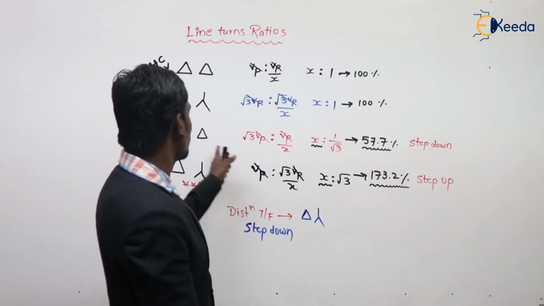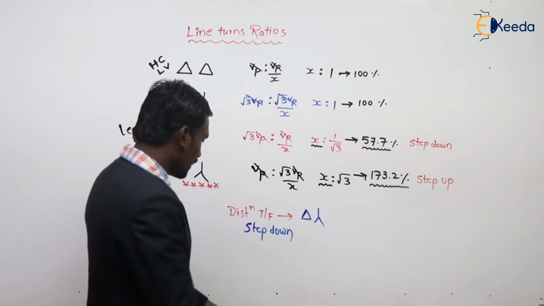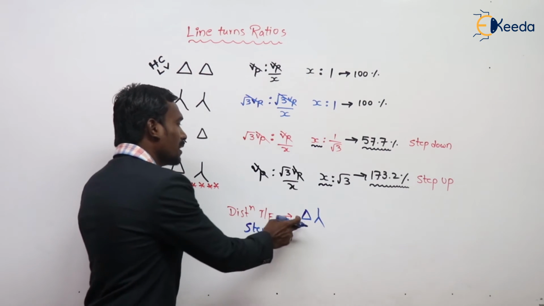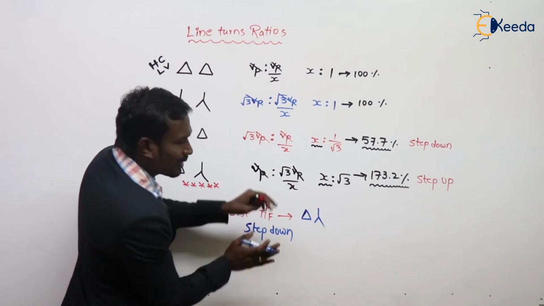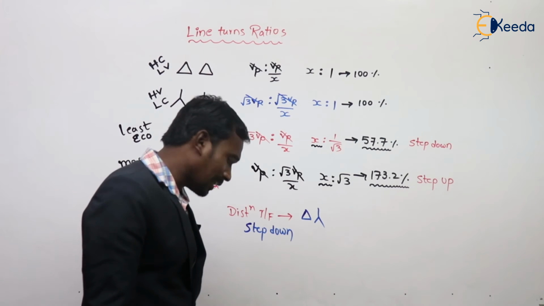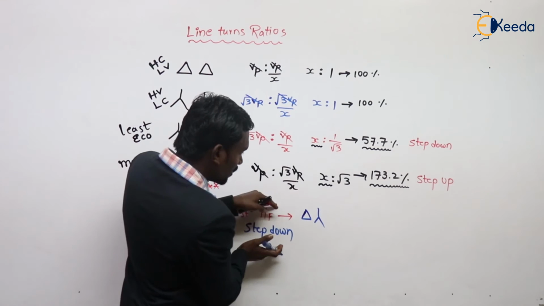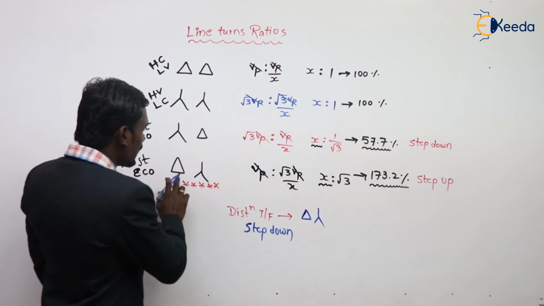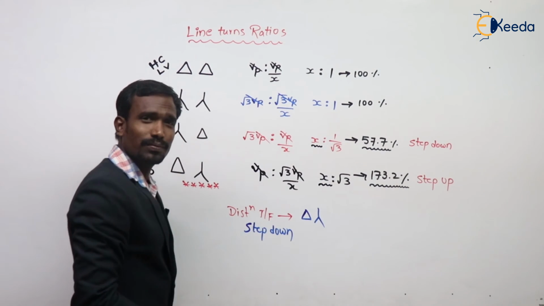Sir, you said that for step down applications, star-delta is preferable. But here, for step down applications, you are using delta-star. Which is the correct answer between these two? This is correct and this is also correct. But how? Delta-star is used for step up, right? But here you said step down.